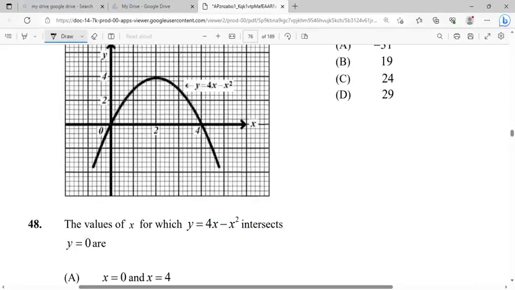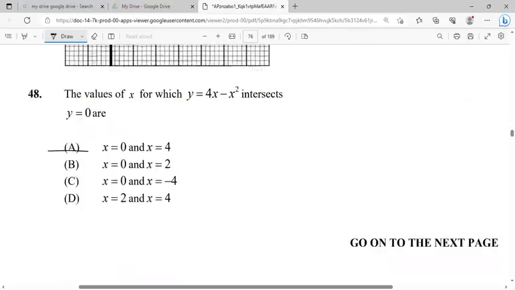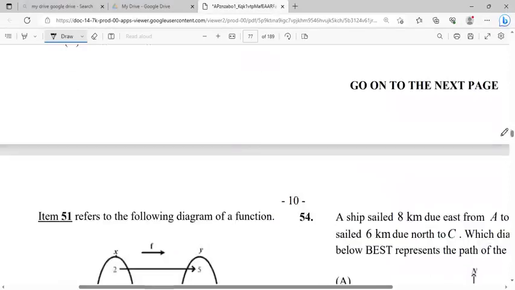The values of x for which y equals 4x squared intersects y equals 0 are... when y is 0, that is actually the x-axis itself. So it would be the points 0 and 4, where the graph cuts the axis, so it's 0 and 4. Let me show you the answer, A.